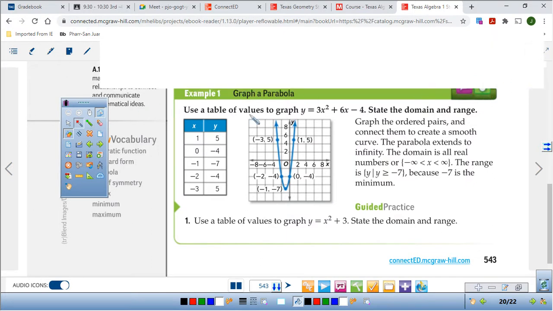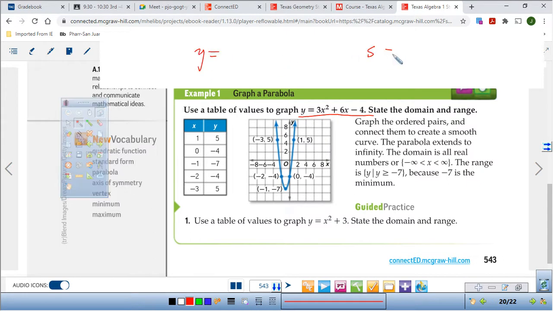If I ever see something set up like this, y is equal, I don't even care if I see S is equal. Once I see this setup right here, guess what I can do? I can graph that. This is what I would graph. I would only have to type in this part right here, though. Okay? What do you mean I can graph?